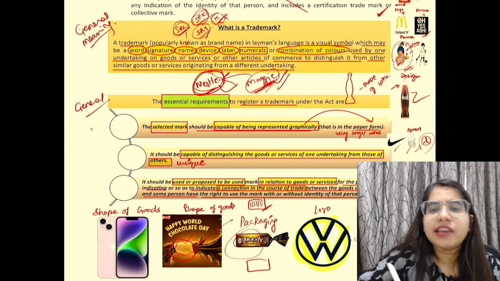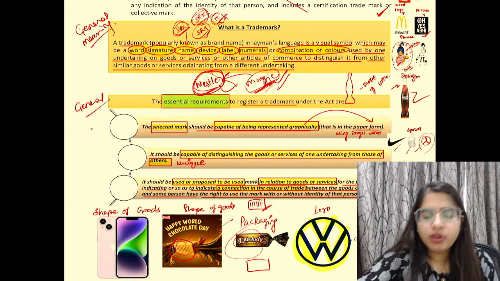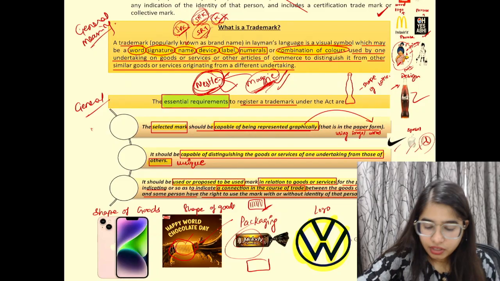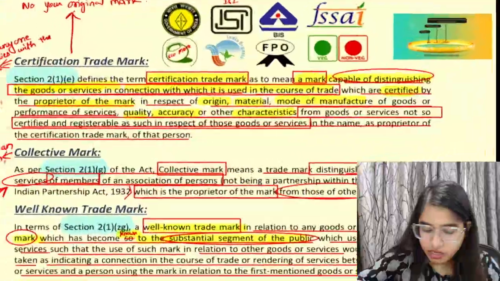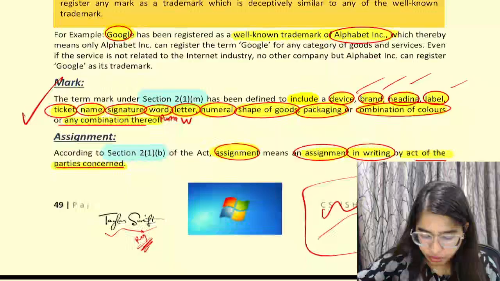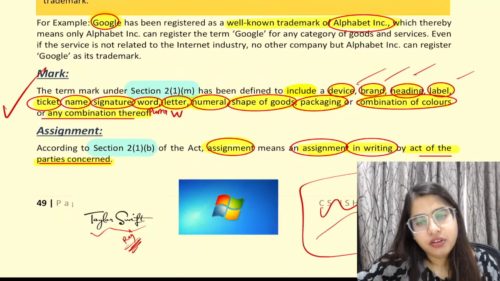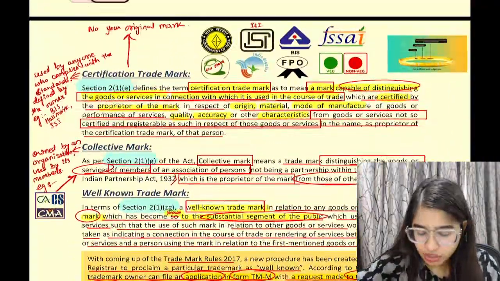This also you can write in case the question comes for the 5 marks, like what is trademark. So we are done with this. Now certification, collective, and well-known trademark. Now come to certification trademark.